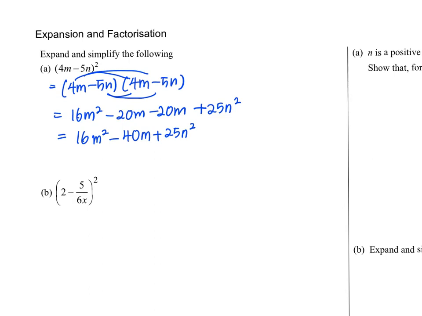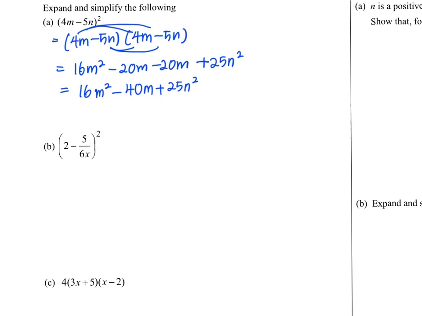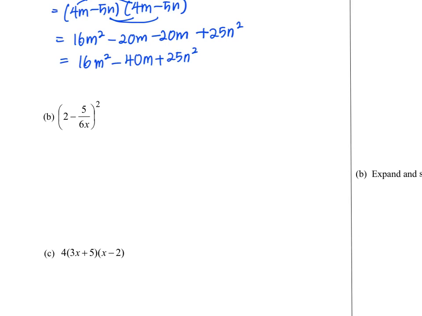Okay, what about the next question for this type? This type over here, we have a fraction. Doesn't matter, it's still the same method. I'm still going to write it as 2 minus 5 over 6x times 2 minus 5 over 6x. Just probably we need a little bit more understanding of the terms itself. So I shall do normal expansion.